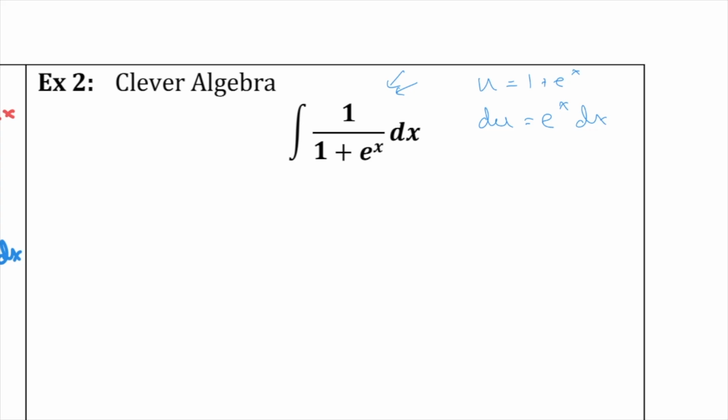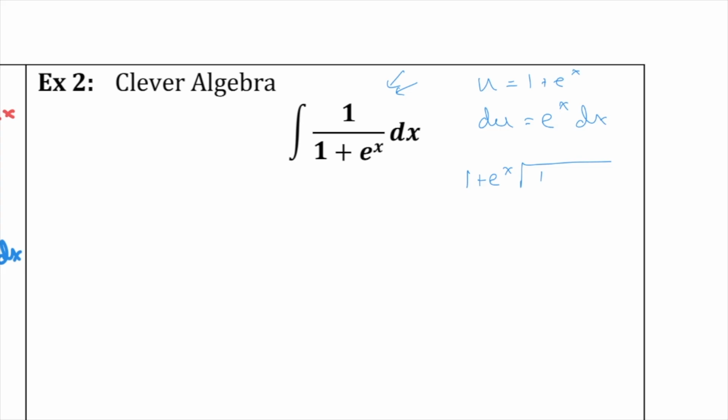Well, how clever could we be? If I were to try long division, I'm not really sure how that's going to work, but it will work. 1 plus e to the x gets divided into 1. I think it's an insane way to do it, but I have seen students do it that way. You go ahead, give it a try.